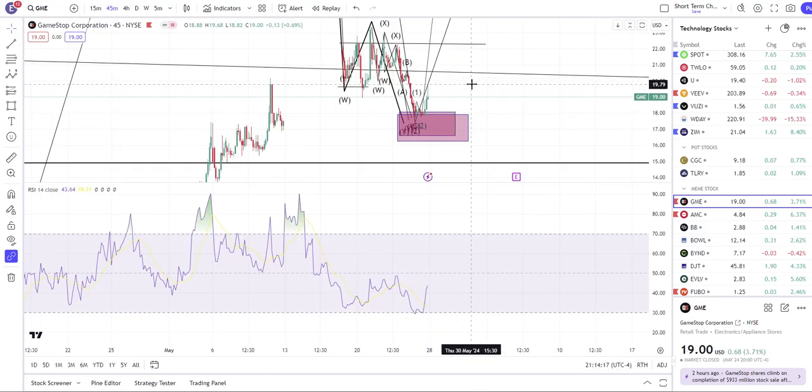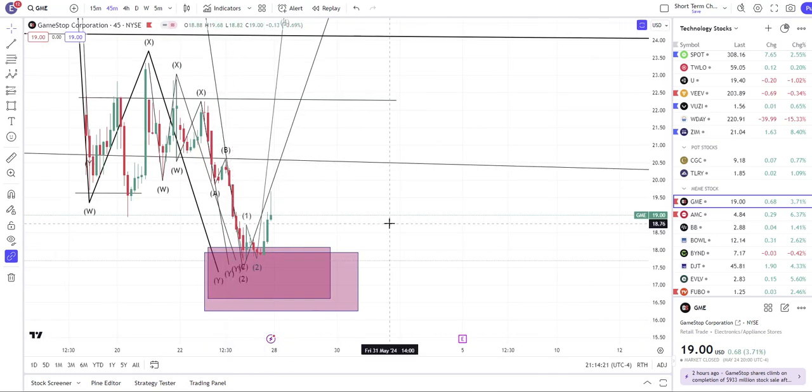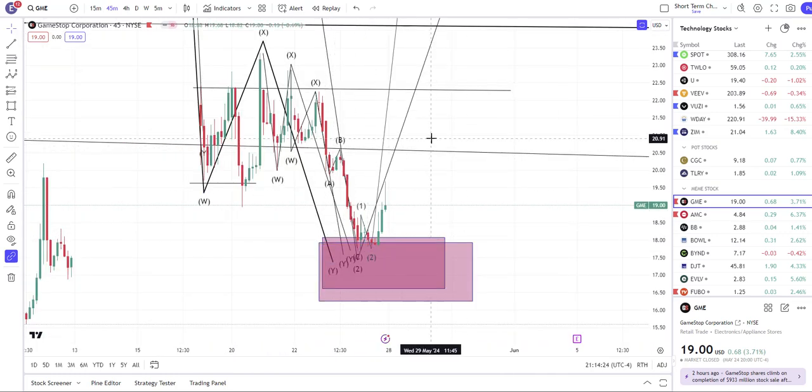So we should see it continue higher in the coming weeks.